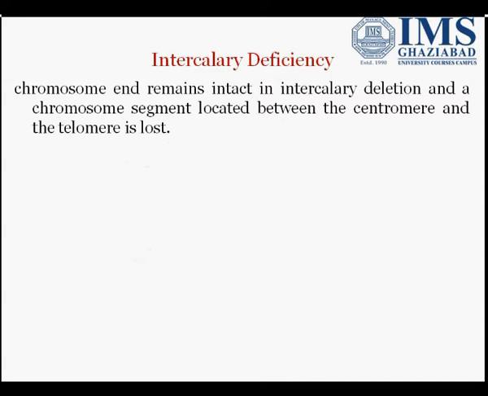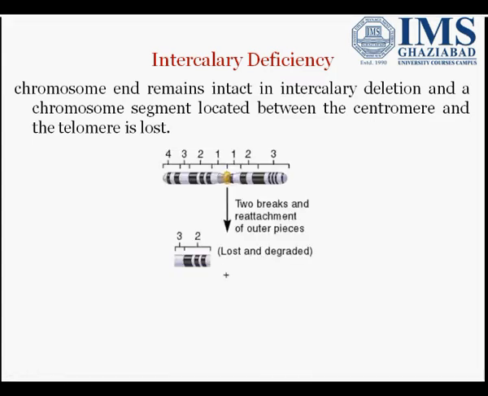Now come to the next type of deficiency, that is called intercalary. As the name suggests, intercalary means deletion from the middle portion. The middle portion means a chromosome segment located between the centromere and the telomere is lost. How will it happen?